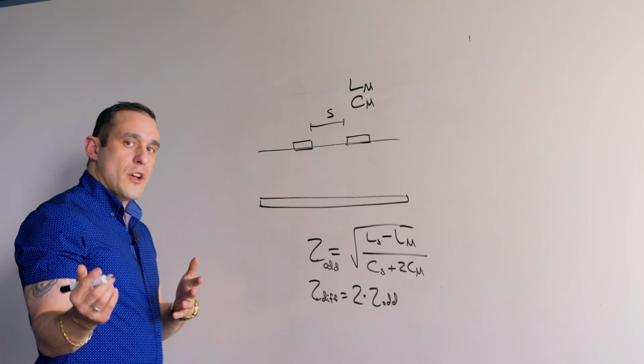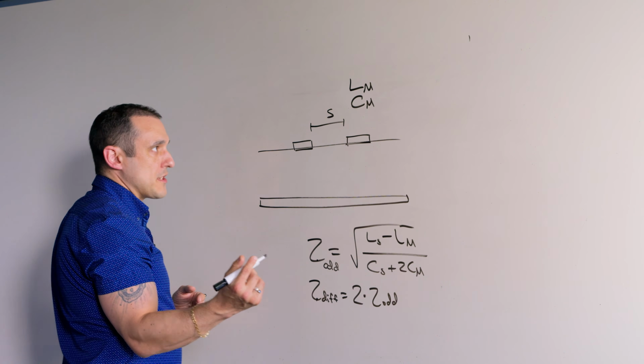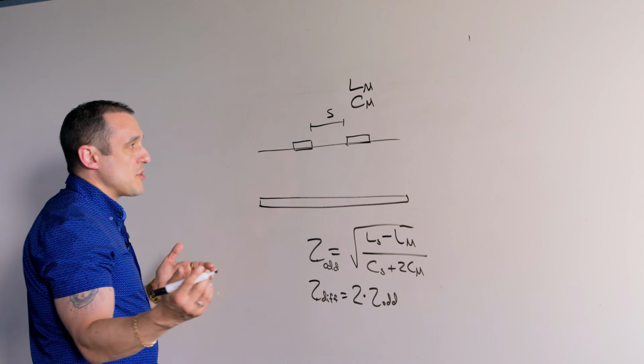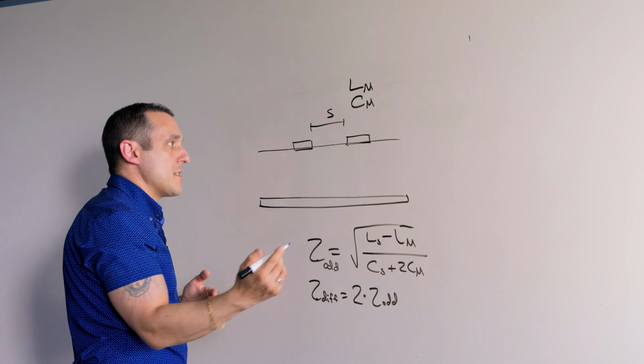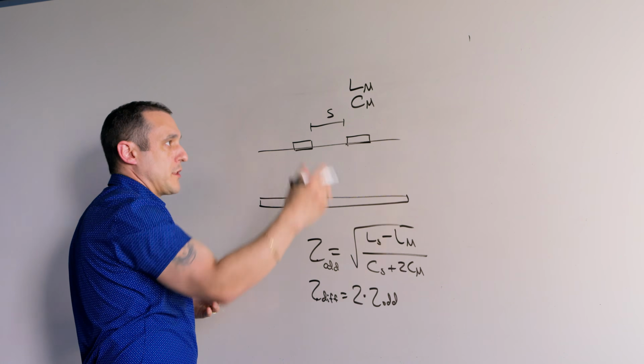Now, in order to answer the question of what happens when we have a length tuning section, we need to know what happens when we modulate the spacing, because that's essentially what a length tuning section does: it's a change in the spacing over the length of the route.